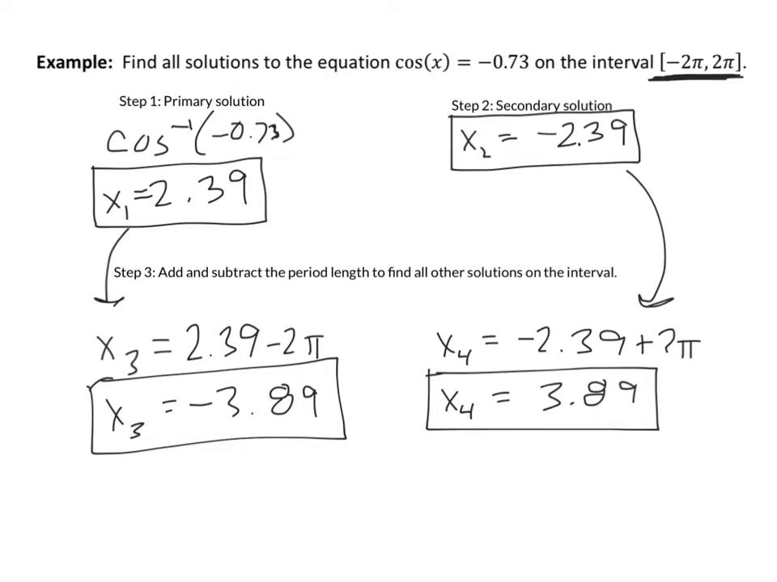The reason I didn't do anything more than this is I, again, recognized that if I added 2 pi to this, I'd go above 2 pi, so I'm clearly not going to get another one here. And similarly, if I subtracted 2 pi, I would go well past negative 2 pi, and so that's why I knew there weren't going to be further solutions.